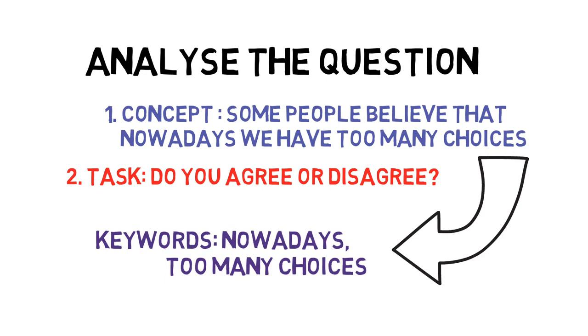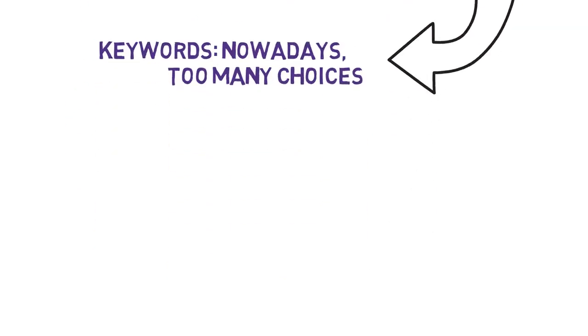The keywords tell us how to frame our answer. So in this case, we now know that we are supposed to write about the present and that we have a lot of options to select from. And our task is to tell the examiner if we agree with the concept or not.